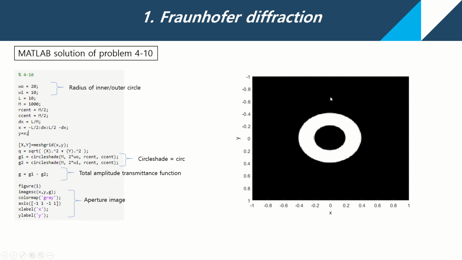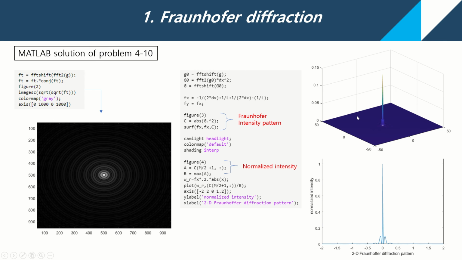Figure 1 is the aperture image. We can get the Fraunhofer diffraction pattern using FFT shift in MATLAB. The image on the left side is that diffraction pattern. And I applied some code for the intensity pattern in a 3D image. Figure 4 is the normalized intensity of the 2D Fraunhofer pattern.